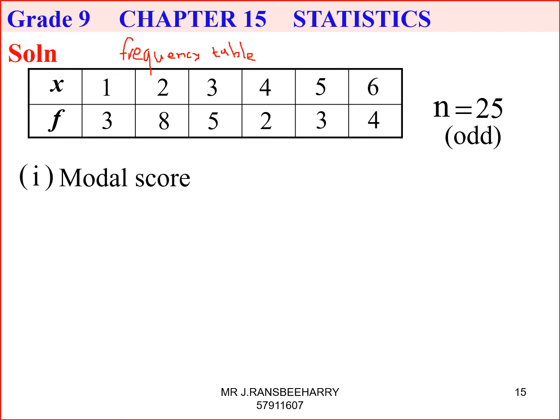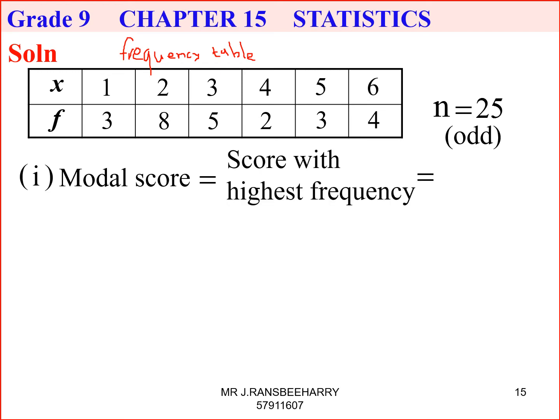The first part requires us to find the modal class. The modal score, or the score with the highest frequency, is also known as the mode. The highest frequency is 8. So the number with the highest frequency is 2. So the mode is 2.